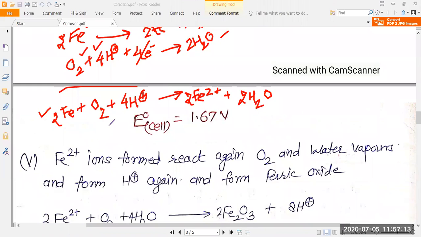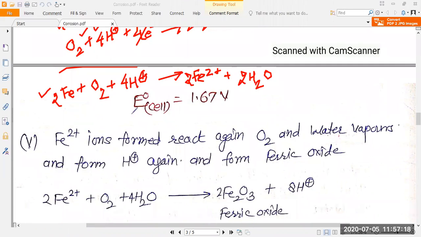Next chemical equation is this, the overall cell reaction. Next, the cell potential comes out to be 1.67 volt. This is the electrochemical cell formed in this reaction, and the cell potential comes out to be 1.67 volt.